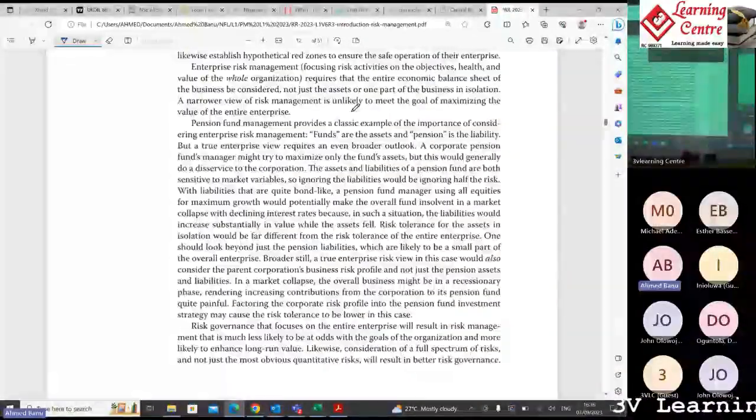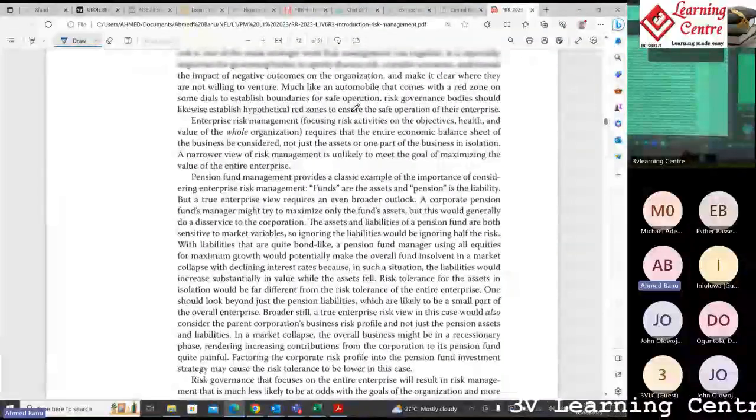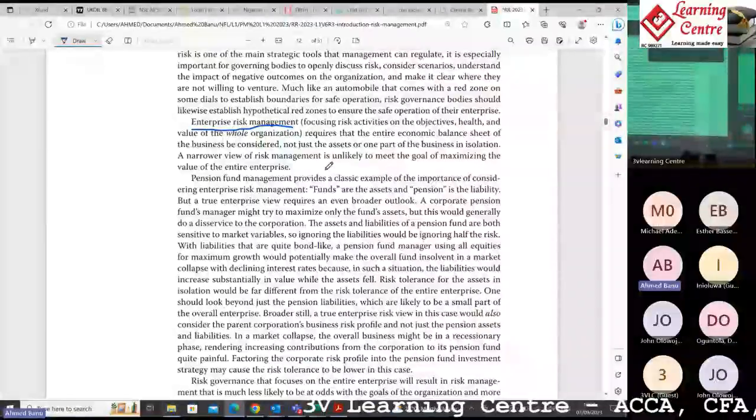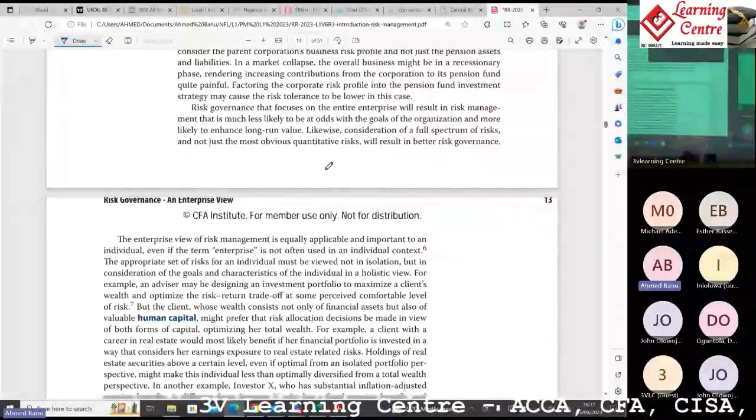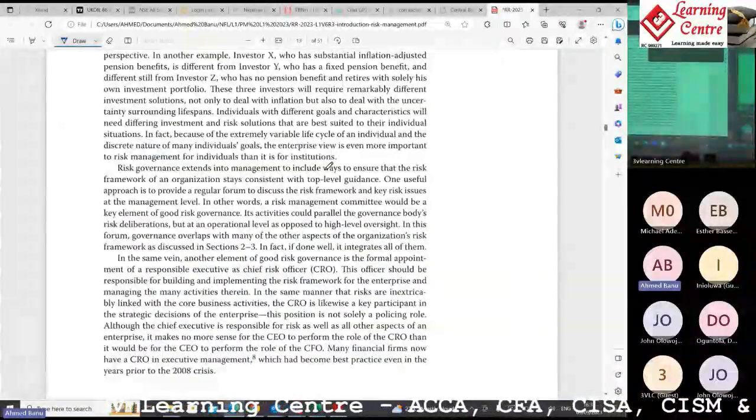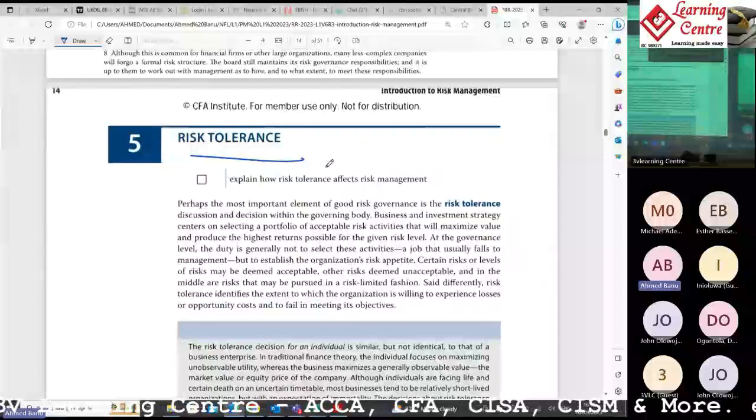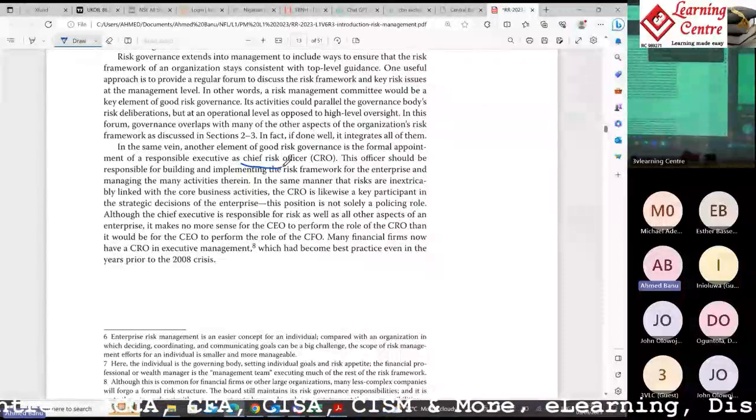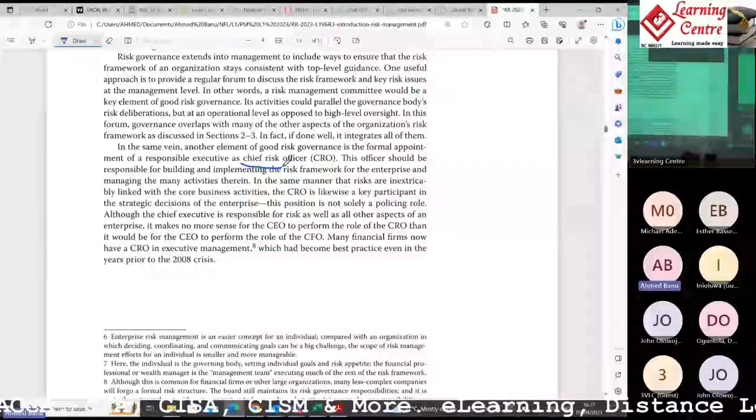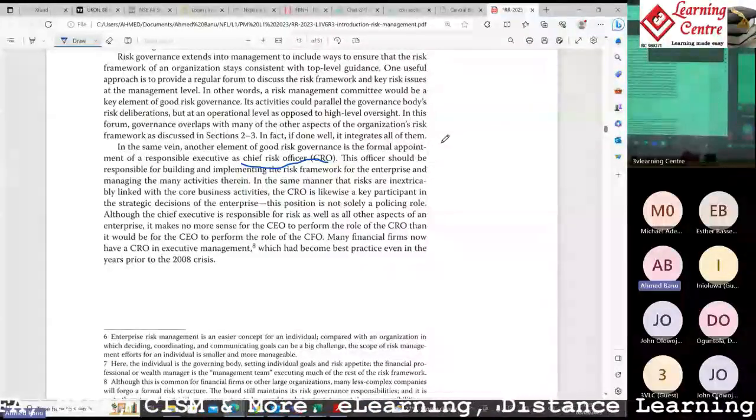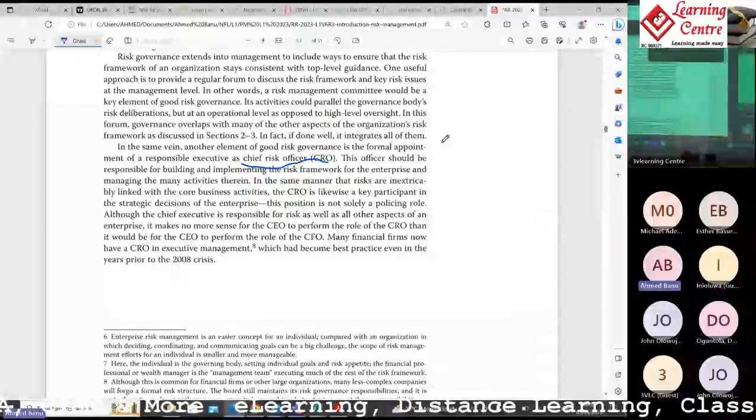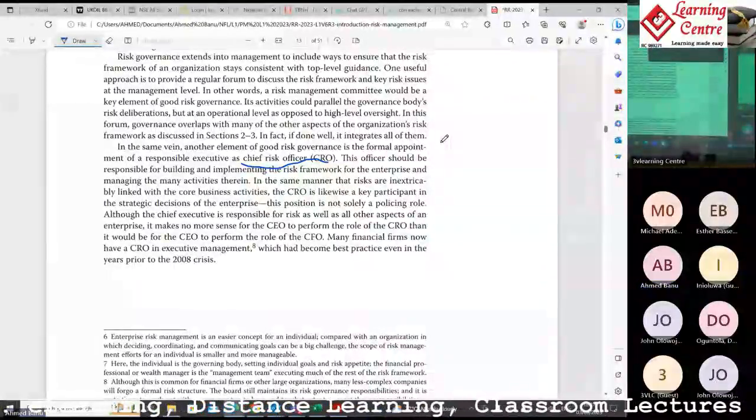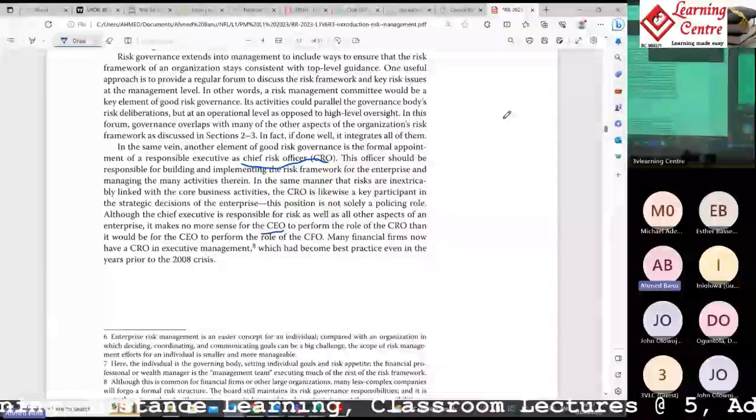But the key takeaway from here, and I've mentioned enterprise risk management, is having a holistic view of the business. Very key. Now, there's something here that you need to take home. Every organization must have a risk officer. Please remember that. Every organization must have a chief risk officer, and the chief risk officer is reporting directly to the board, not to the CEO. The CEO cannot be the chief risk officer.